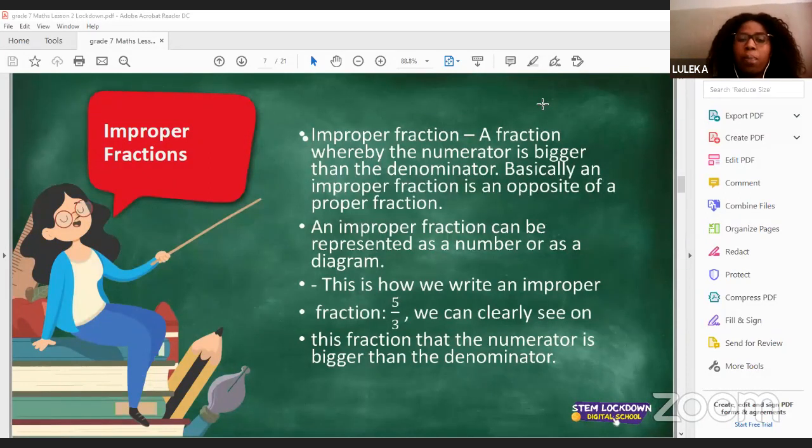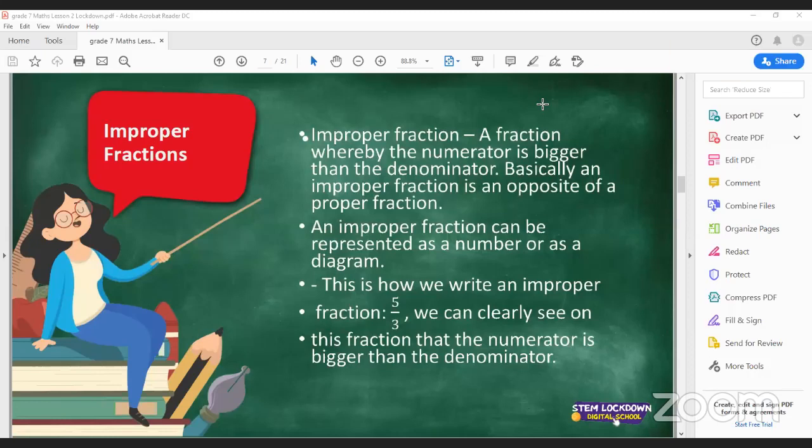Okay, we say we deal with an improper fraction that has a bigger numerator, and it is the opposite of the proper fraction.